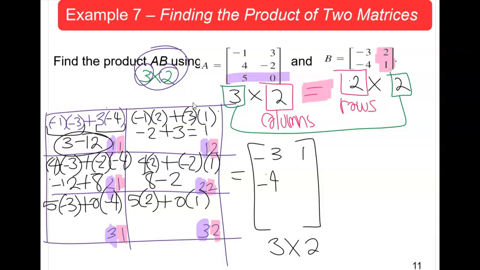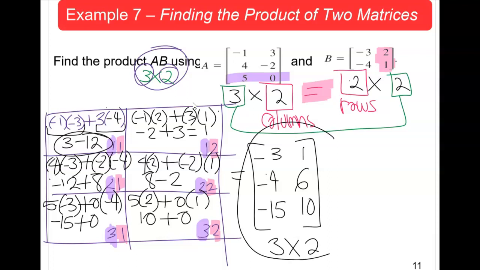Minus 2, and that equals 6. And then last row, third row, first column, we have negative 15 plus 0. So that is negative 15. And then finally we have 10 plus 0. So that is 10. And so that is matrix multiplication.